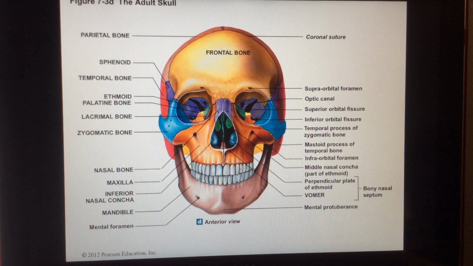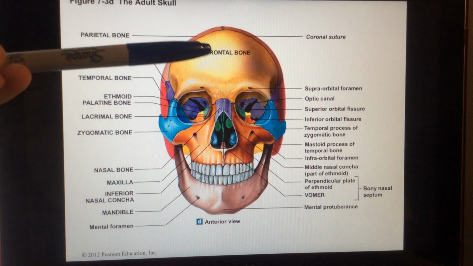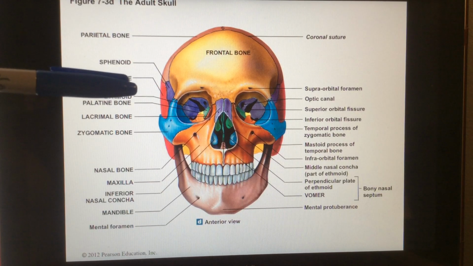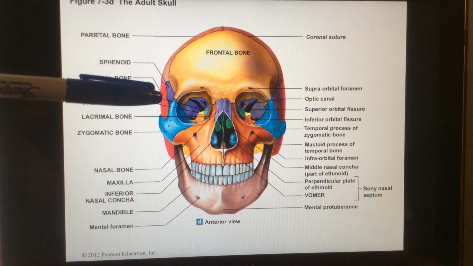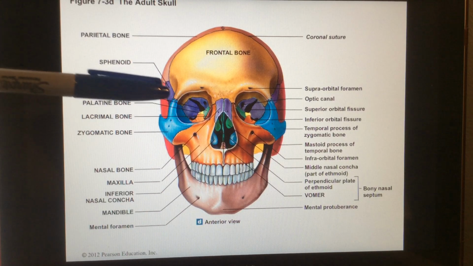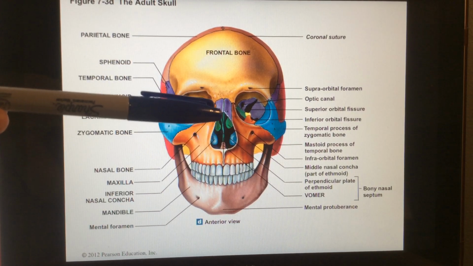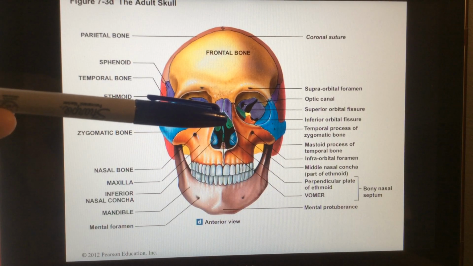All right, so again, looking at your views, this is an anterior view. So I want to point out those 8 cranial bones, and you're not going to be able to see all 8 from this anterior view. So you've got the frontal, you have 2 paired parietal bones. Red is going to be your temporal bones, those are going to be paired. Sphenoid is this purple, and then ethmoid is that green. You can kind of see that it does create a portion of that nasal septum.